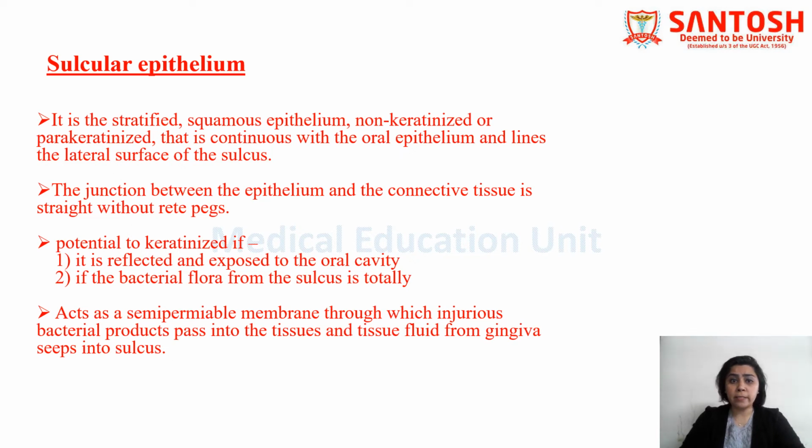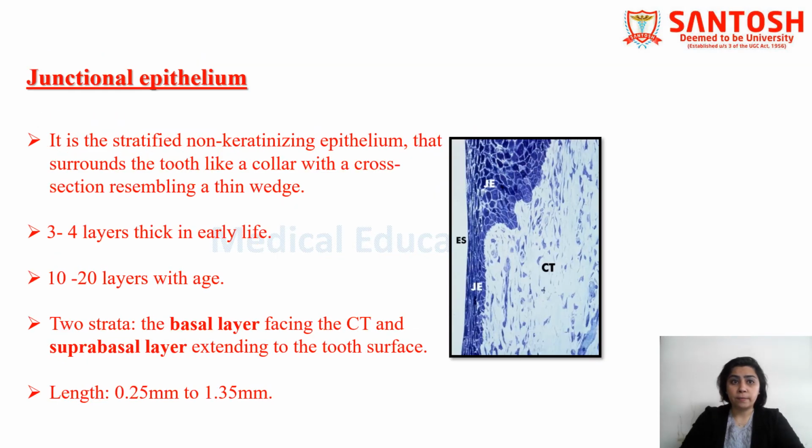It acts as a semi-permeable membrane through which injurious bacterial products pass into the tissues, and tissue fluids from the gingiva seep into the sulcus. Junctional epithelium is a stratified non-keratinizing epithelium that surrounds the tooth like a collar with a cross section resembling a thin wedge.